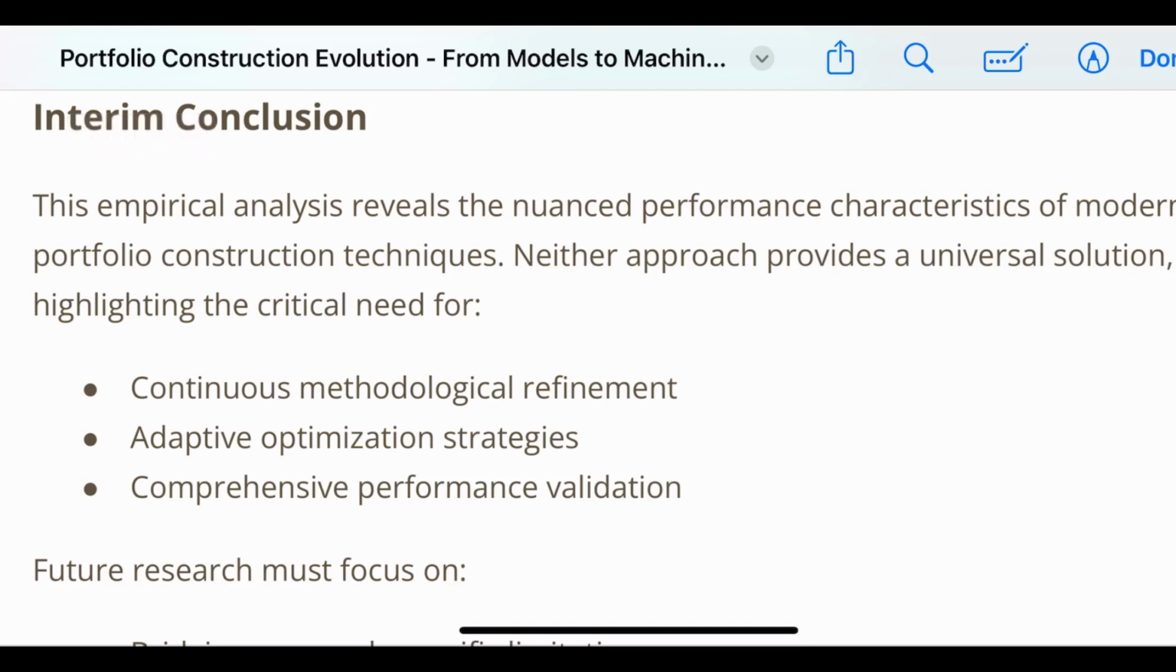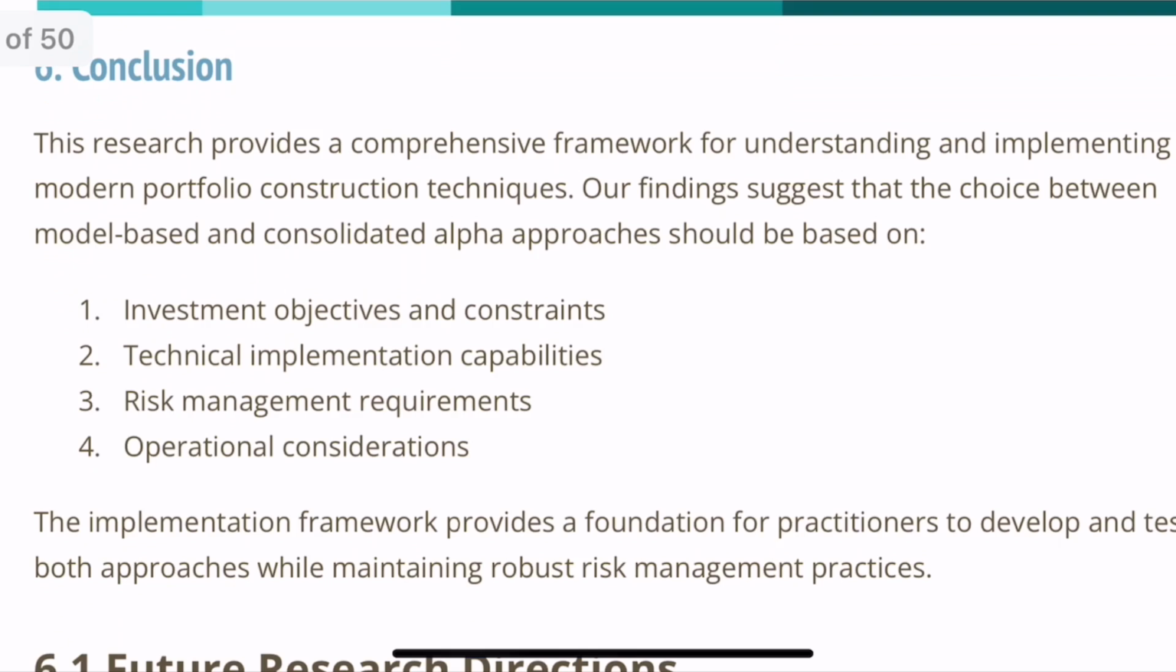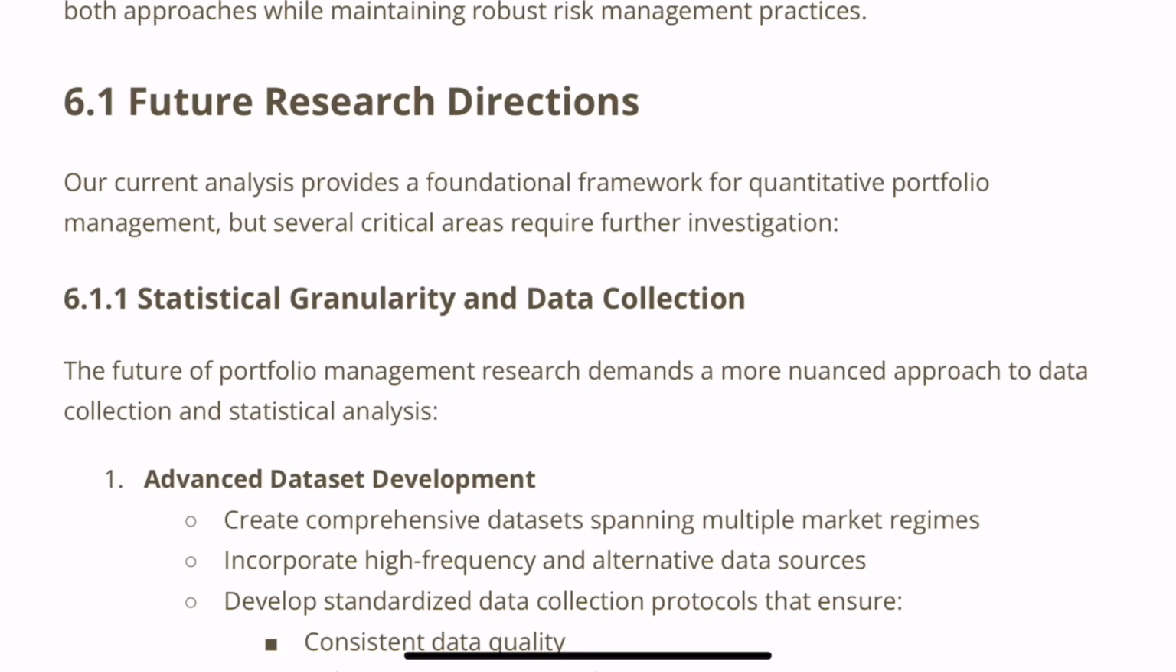And that leads us to a crucial point that the paper emphasizes: the need for continuous refinement and adaptation. Right. Neither of these approaches is a static, one-size-fits-all solution. The investment landscape is constantly evolving, and our methods need to keep pace. So what does this all mean for the future of portfolio management? What are the key research directions that will really shape the field in the years to come? We've talked about the challenges, but what about the exciting opportunities? What's on the horizon for portfolio management?